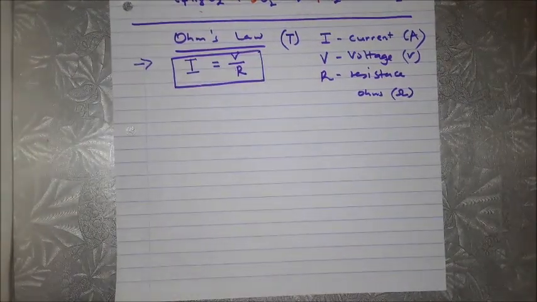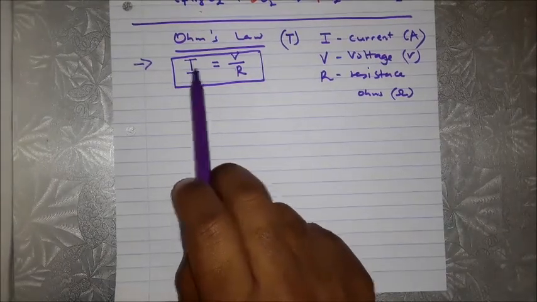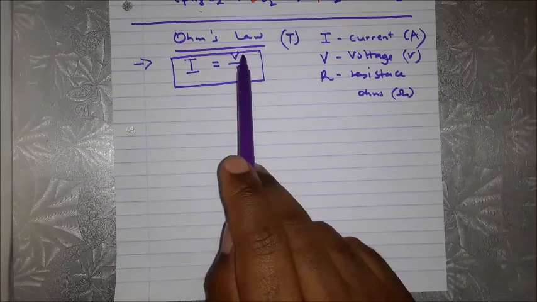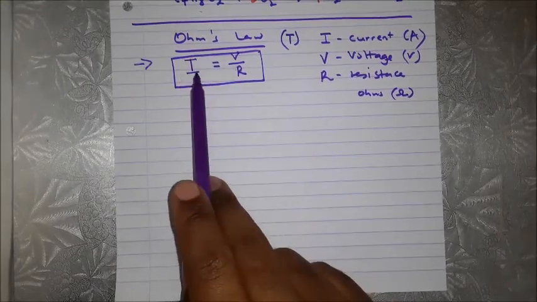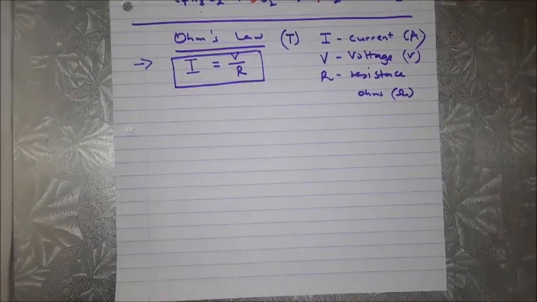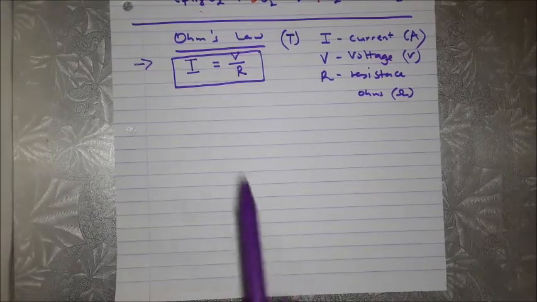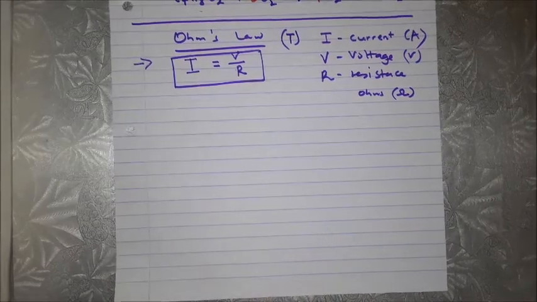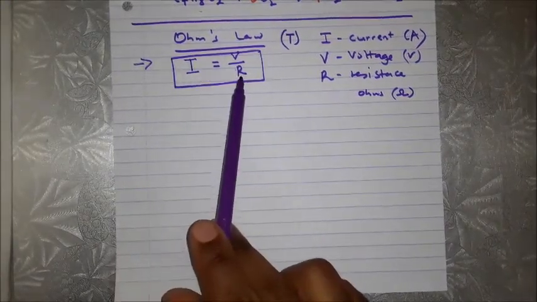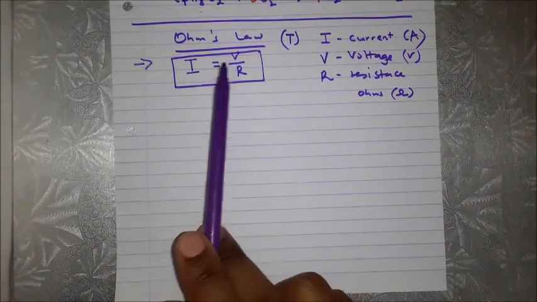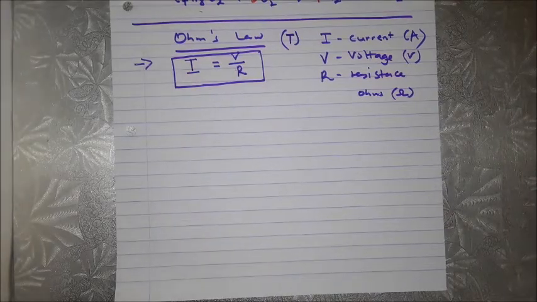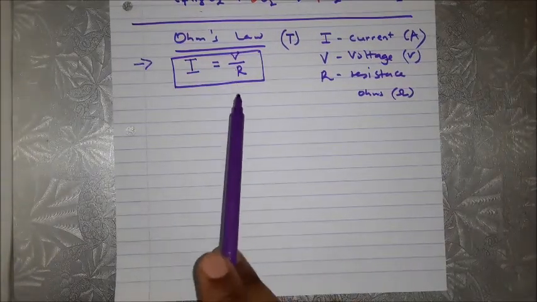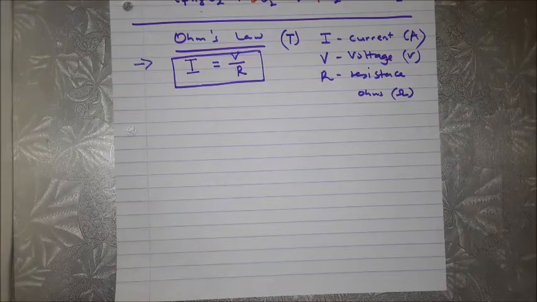Now, what directly proportional means is, when current increases, voltage increases. When voltage increases, current increases. Or when current decreases, voltage decreases also. That is basically what it means. And then current also is inversely proportional to the resistance. So basically, when resistance increases, current is going to decrease. And when resistance decreases, current is going to increase.